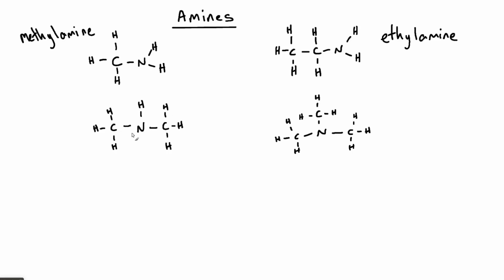Whereas if we look at this molecule here, we've got dimethylamine. The nitrogen here is connected to two other carbon atoms, so that would represent a secondary amine. In these primary amines, the nitrogen is connected to one other carbon. We could also have a tertiary amine. This would be trimethylamine, in which the nitrogen is connected to three other carbon atoms. So primary, secondary and tertiary amines are all possible.